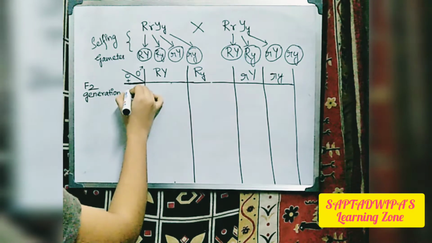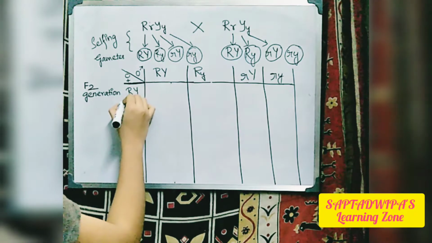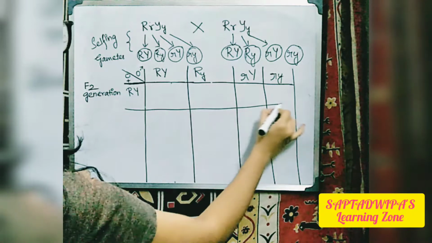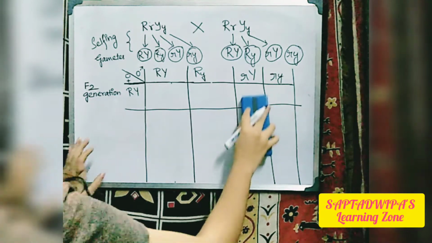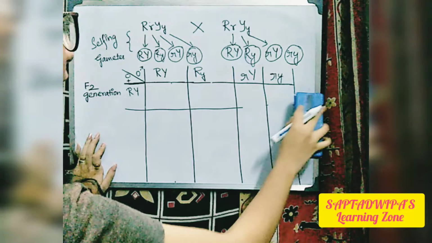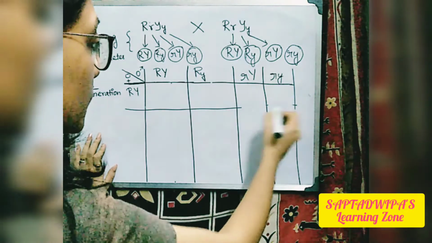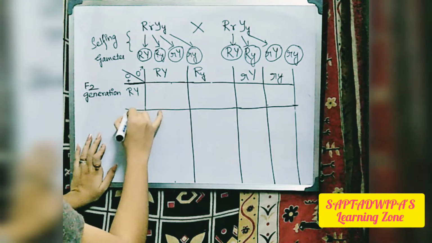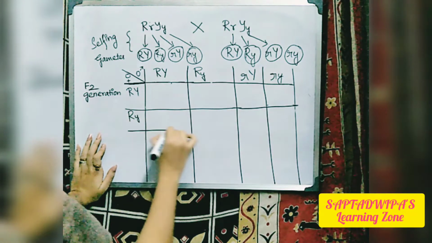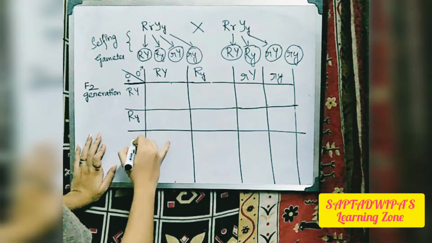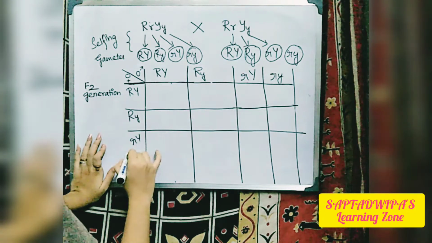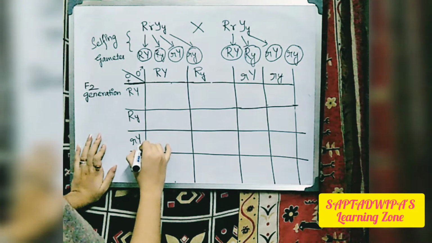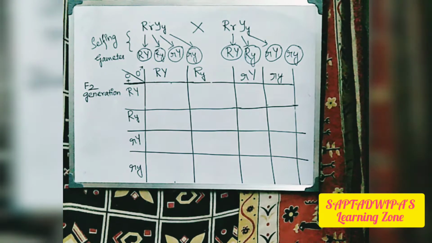So here also, capital R, capital Y. Okay. Then give like this. I mean, I can't draw it straight. I'm unable to draw because of the board. So this, then capital R, small y, then small r, capital Y, and small r, small y. Okay, that's what we are getting.